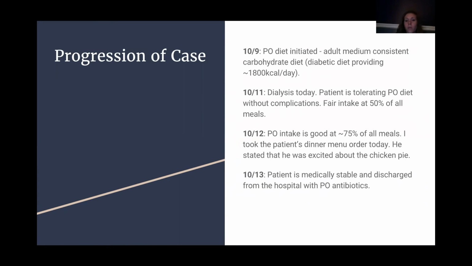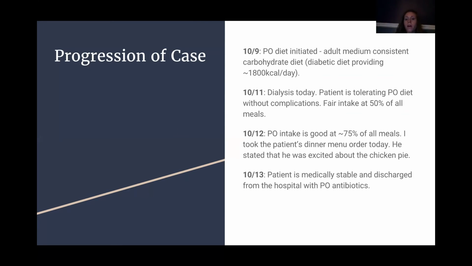On the 9th, a PO diet was initiated, and it was an adult medium consistent carb diet, which provides about 1,800 calories a day, so it was right at his estimated needs. On the 11th, he received dialysis, and the patient was tolerating his PO diet without complications. His intake was fair at 50%, which could be because of the dialysis. He probably wasn't feeling well, so he wasn't eating 100%.